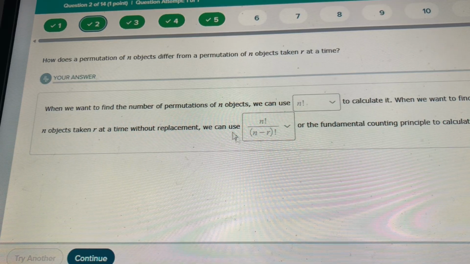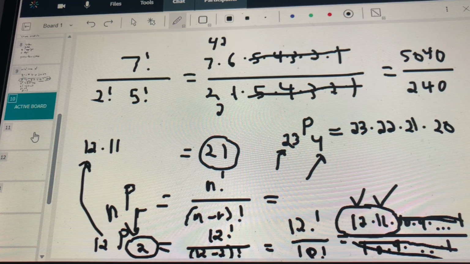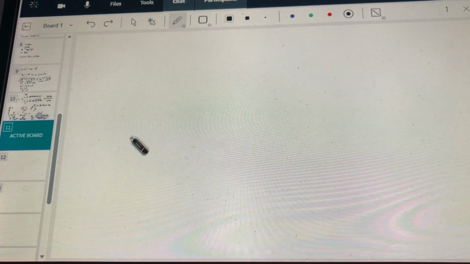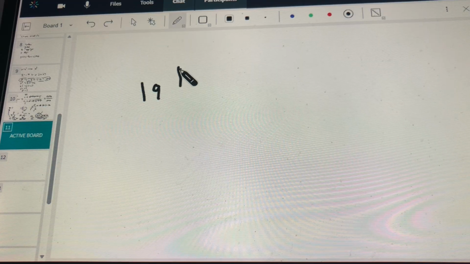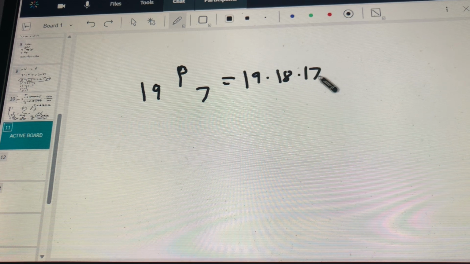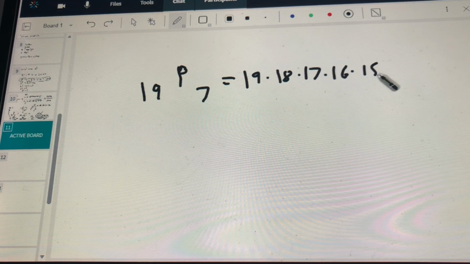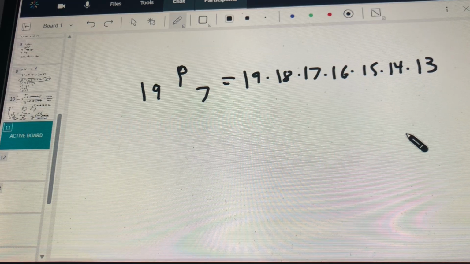It turns out if r is equal to n... usually the r is smaller than the n. In fact, it can never be bigger, but it's usually smaller. So usually you get like 19 permutation 7, for example. If that's what you had, you would do 19. The shortcut would be 19, 18, 17. Keep going until you have 7 numbers. So 1, 2, 3, 4, 5, 6, 7 numbers. That would be the shortcut to doing that problem.